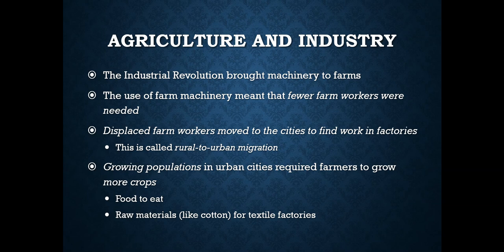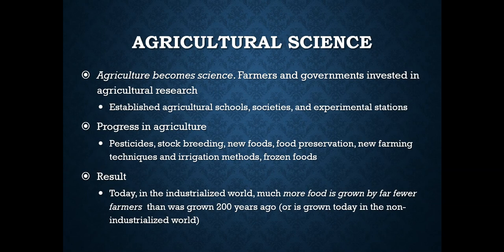Now, these two components that I just mentioned, productive agriculture, actually provided plenty of food for people to survive. Now, in terms of agriculture, some other information is that the Industrial Revolution brought machines to farms. The use of farm machinery meant that fewer workers were needed, and this led to a displacement of a whole bunch of workers. Displaced farm workers moved to cities to find work in factories. This is called rural to urban migration. And growing populations in urban cities require farmers to grow more crops, and this allowed farmers to make a little bit more money.